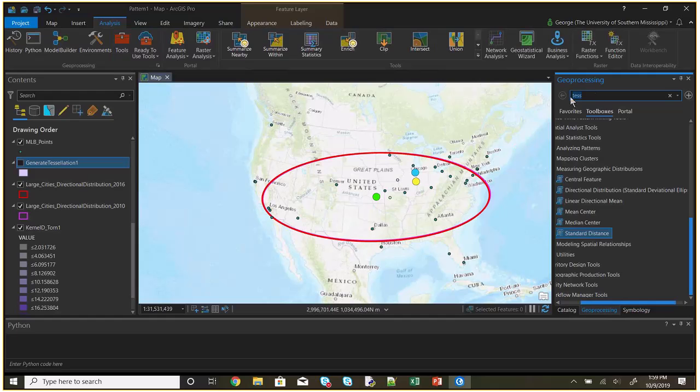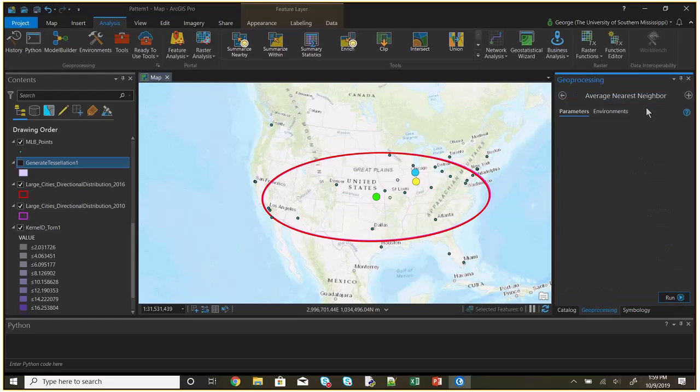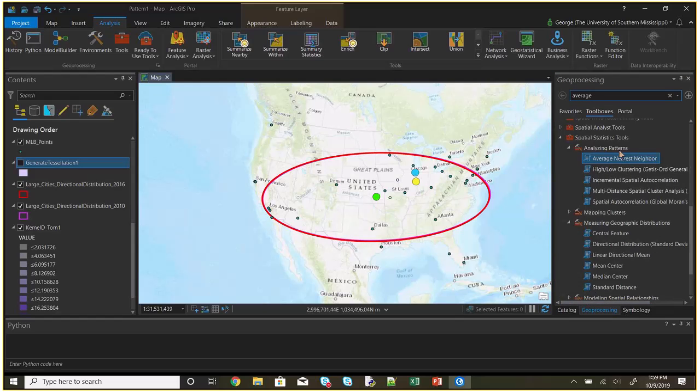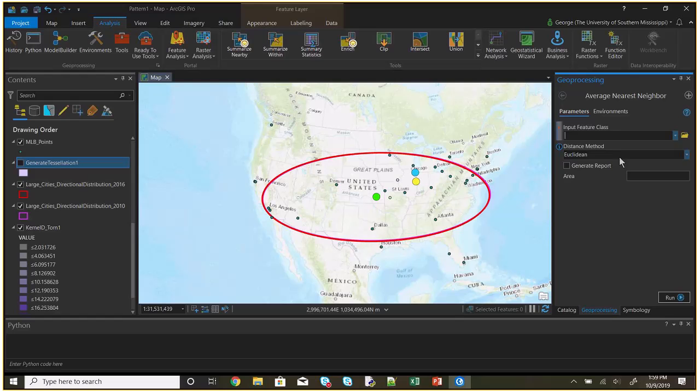And after this, we'll take a break. The average nearest neighbor tool is also in the spatial statistics, but it's in a different toolbox. It's in the beginning of this analyzing patterns toolbox, and we'll talk about the rest of these tools next week. Average nearest neighbor, if we select the Major League Baseball points, do Euclidean distance, we could run it. Oh, I want to generate a report.